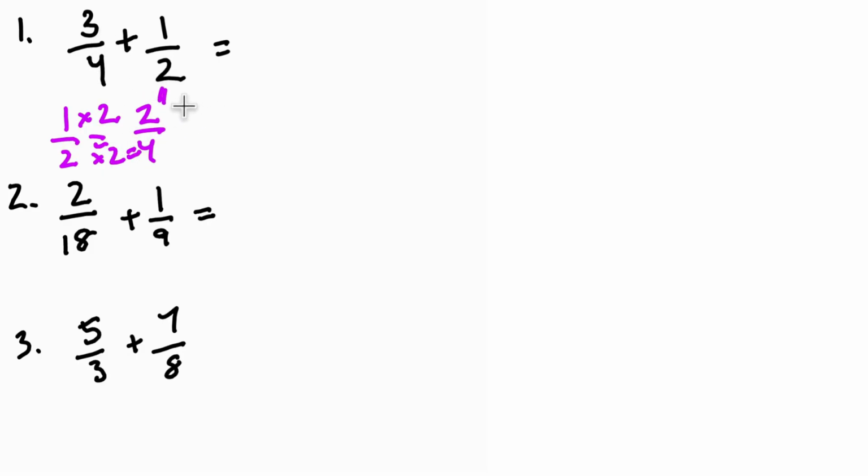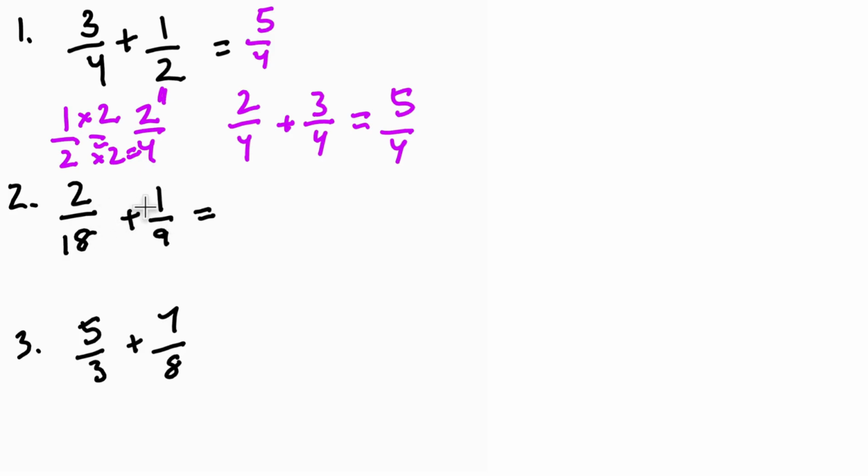But that's not our answer. We still need to add 3/4 to 2/4. So 2 over 4 plus 3 over 4 is equal to 5 over 4, because 2 plus 3 is 5 and we keep the denominator the same. So our answer for 3/4 plus 1/2 is equal to 5/4.